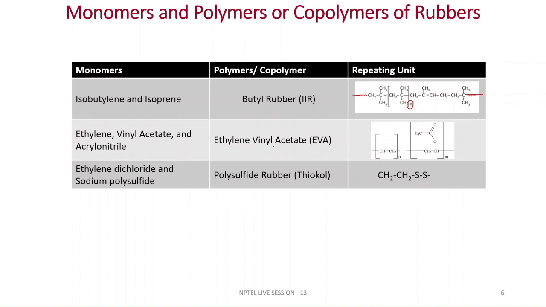Next is ethylene vinyl acetate, known as EVA. It has three monomers: ethylene, vinyl acetate, and acrylonitrile. It forms this kind of repeating unit structure. Next is thiokol, also known as polysulfide rubber. It has monomers of ethylene dichloride and sodium polysulfide. It has a simple repeating unit like this, and it will go on.